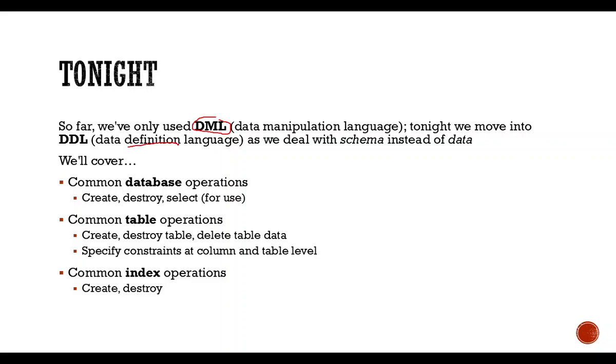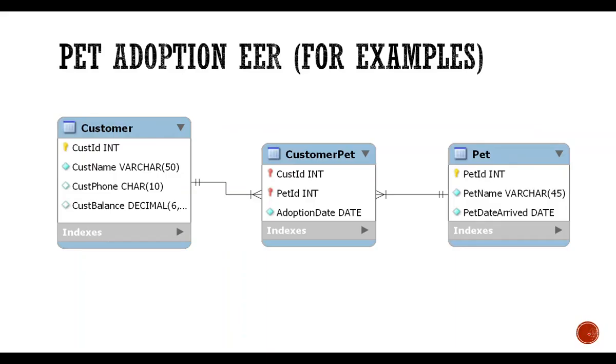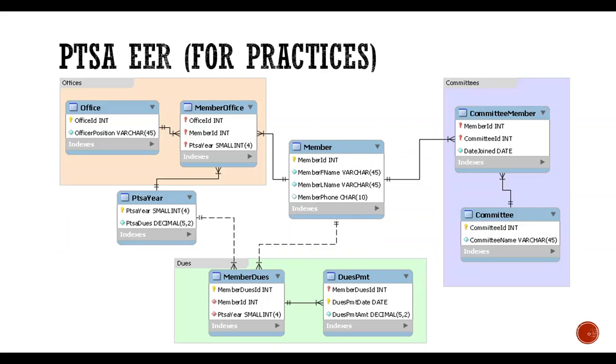We're working with schema. Let's take a quick peek at some useful EERs just as a reminder. And this one is for our pet adoption. So for the class examples, I'm going to use this. This should look familiar. There's a many-to-many relationship here. We're assuming some pets come back, right? Not every pet gets adopted successfully, so they come back. So they may have more than one customer, more than one adoption date. So just pay attention to that. Screenshot it if you think you need to.